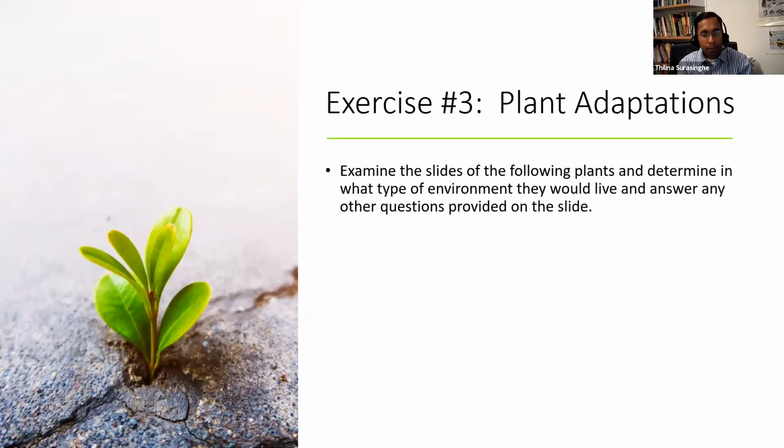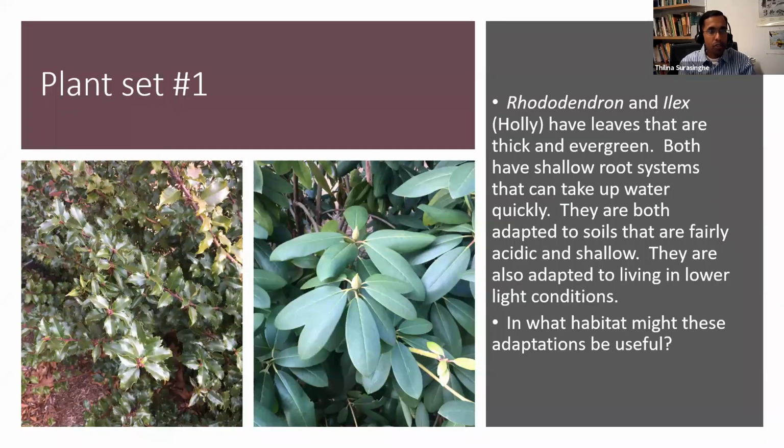Now I think we are getting towards the last few slides. Now this is going to be a little bit interactive, so I do want you to read with me and answer the questions. Rhododendron and Ilex, right? Holly, right? Rhododendron, the English name is actually rhododendron. I was trying to look up a vernacular name. Some people call it mountain laurel, and there are other forms of English names that you call this particular plant.